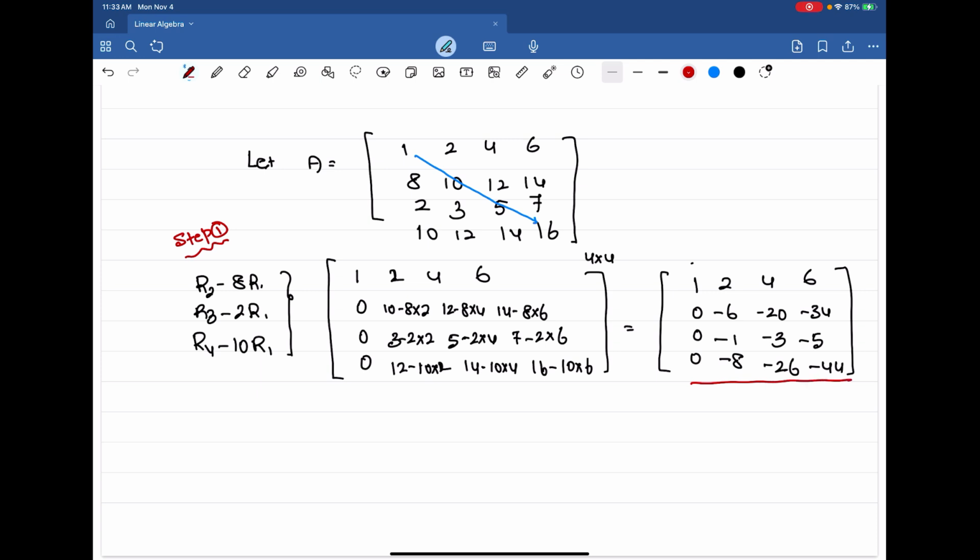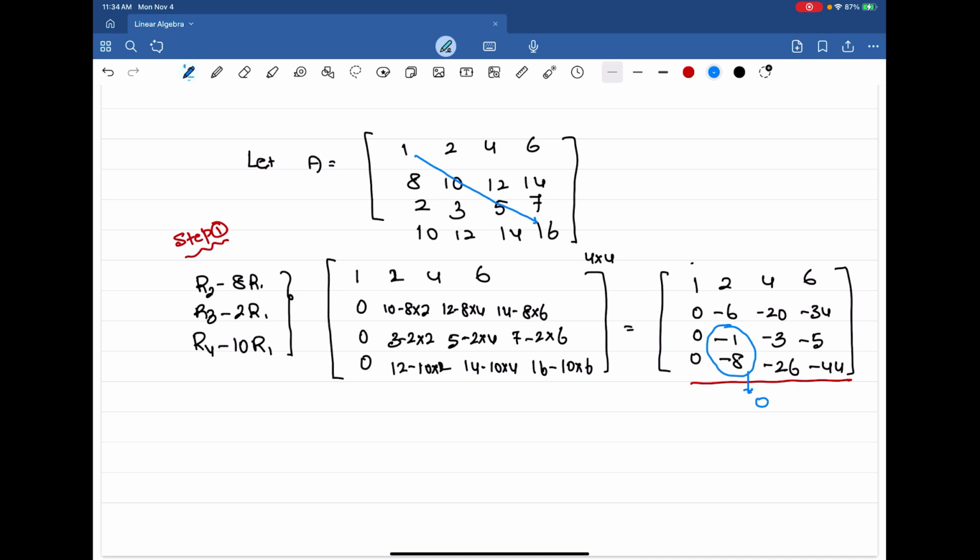Now, let us do step 2. In step 2, what we have to do? We have to make the elements below the second column, second element, zero. That means these should be made 0. Next target. These should be made 0. To make this 0, what we have to do?